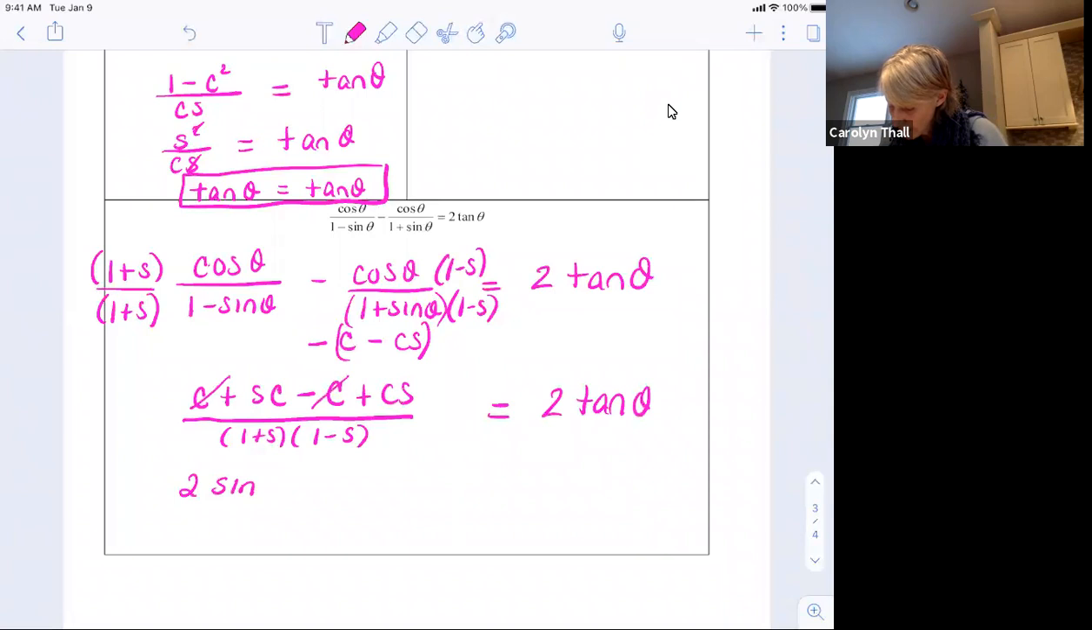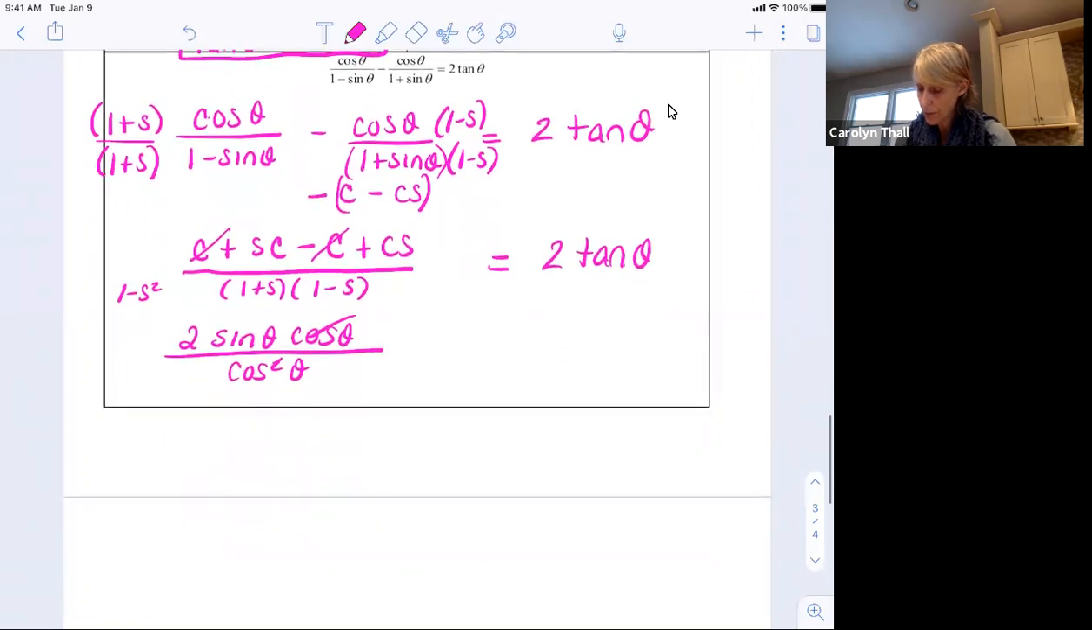I'm going to write this out. And now in the bottom, when I FOIL this, I get 1. My outside and my inside cancel out. 1 minus sine squared, which is really cosine squared theta. Cancel, cancel. 2 times sine of theta over cosine theta is 2 tan theta equals 2 tan theta.